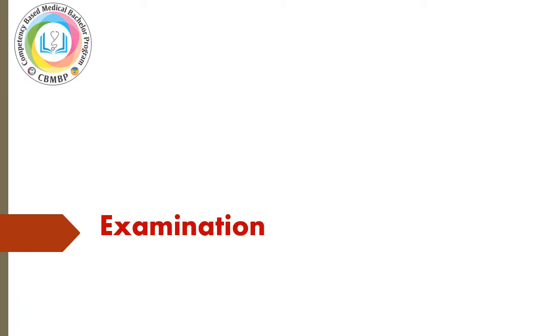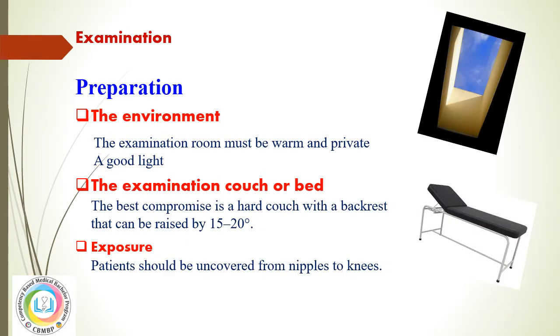Next step is examination. And firstly, how to prepare a place for proper examination. The environment at first. The examination room must be warm and private, not exposed to others, and should have a good light. The best is the daylight coming obliquely on the body of the patient from a side window.